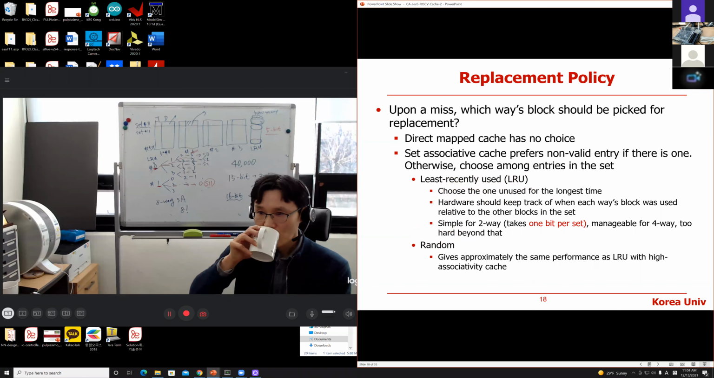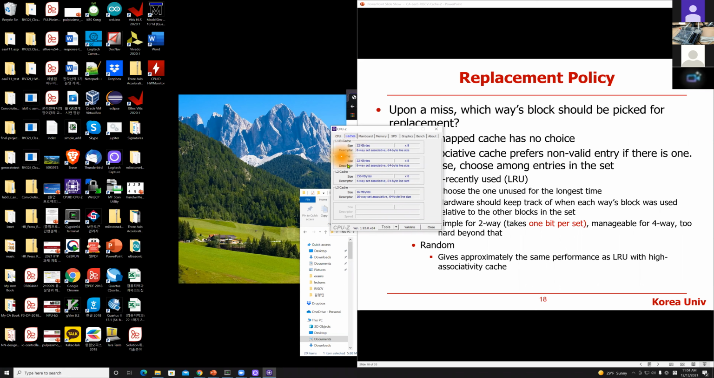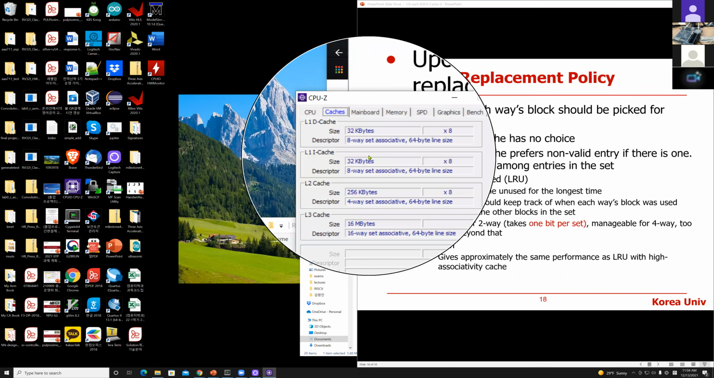Any question? So if you check out a real computer's cache configuration, where is that? CPU-Z, okay. The computer in my office, the one I'm using, right? So look at this. We'll talk about these multiple levels of caches, but here, take a look at this associativity: 8-way set associative and 16-way set associative cache. Okay.